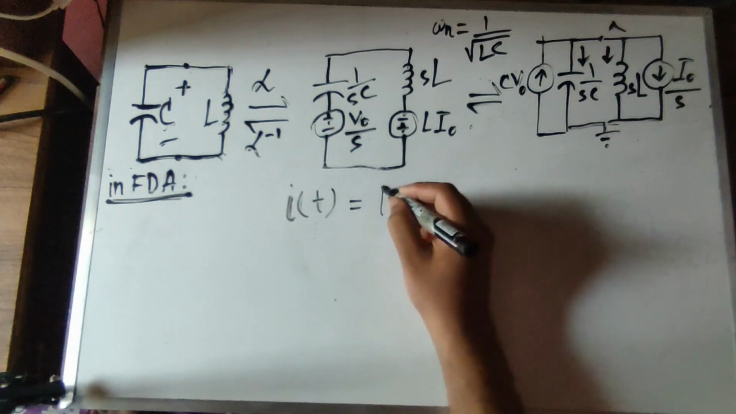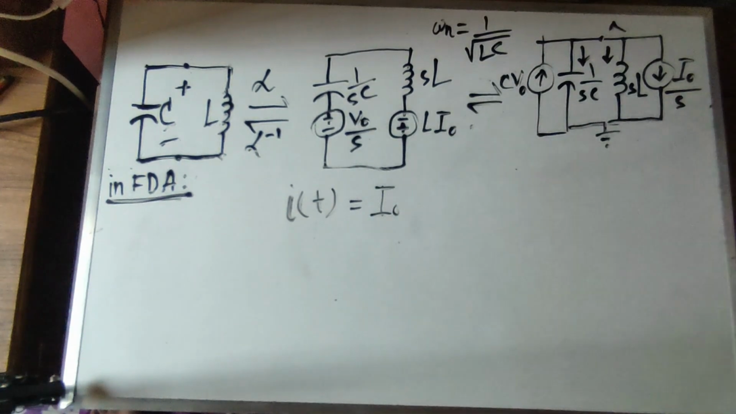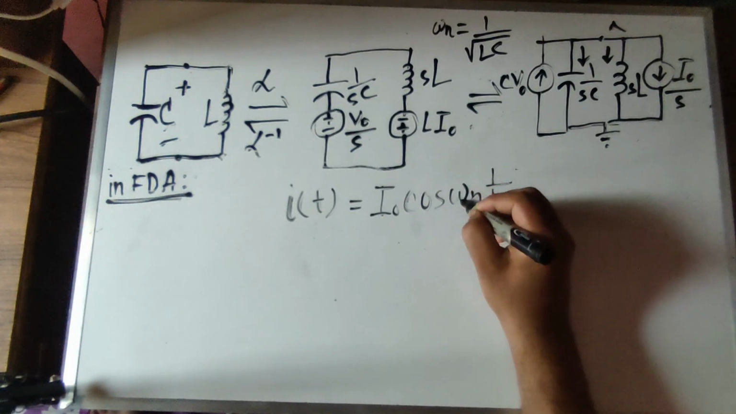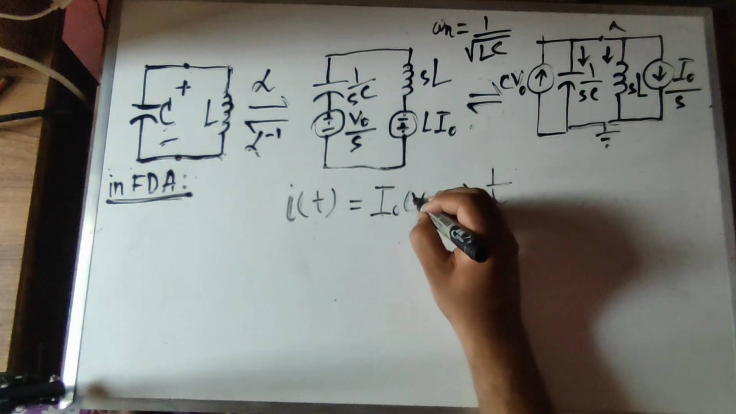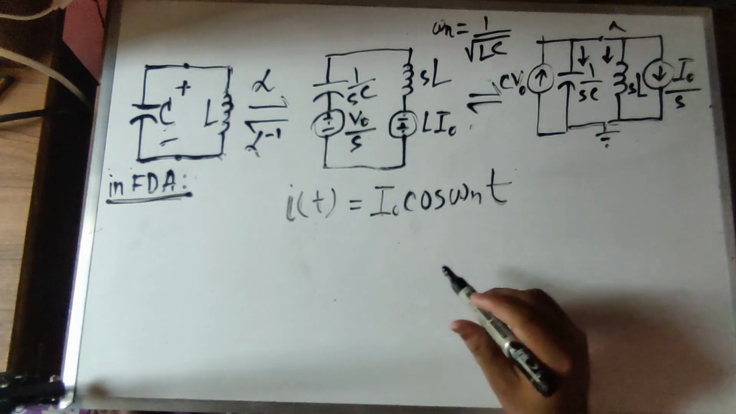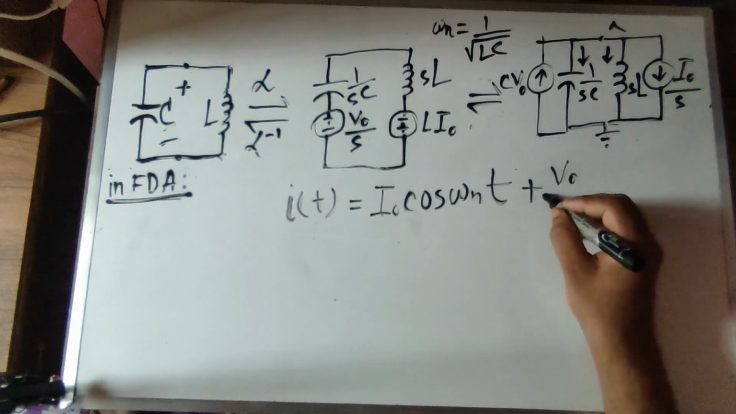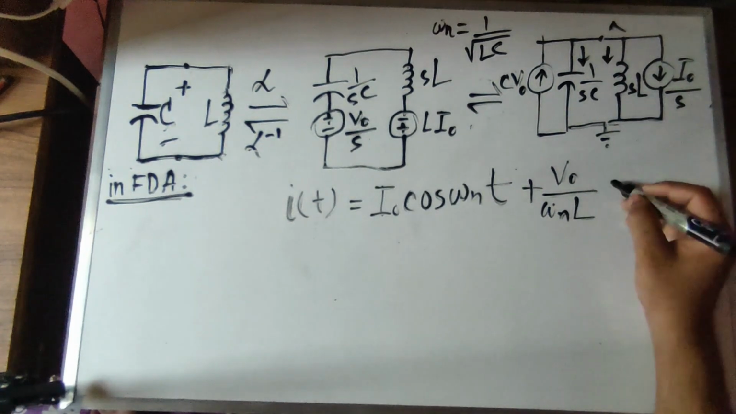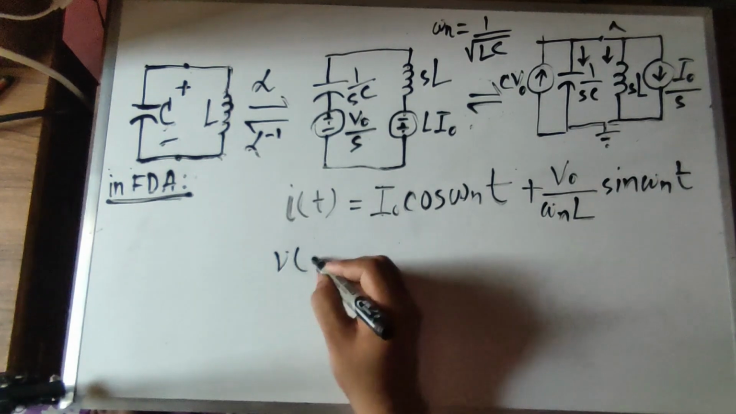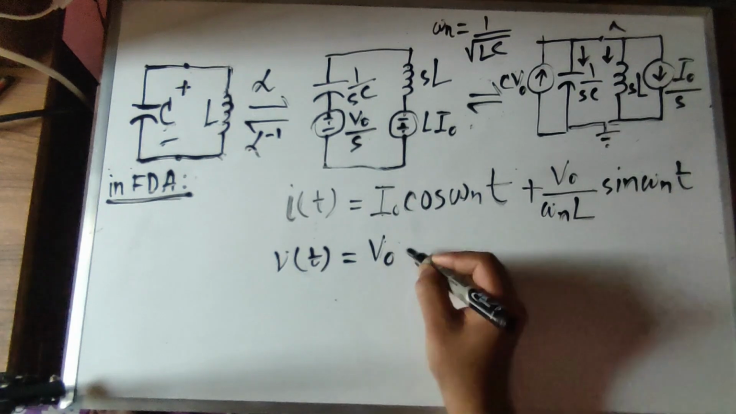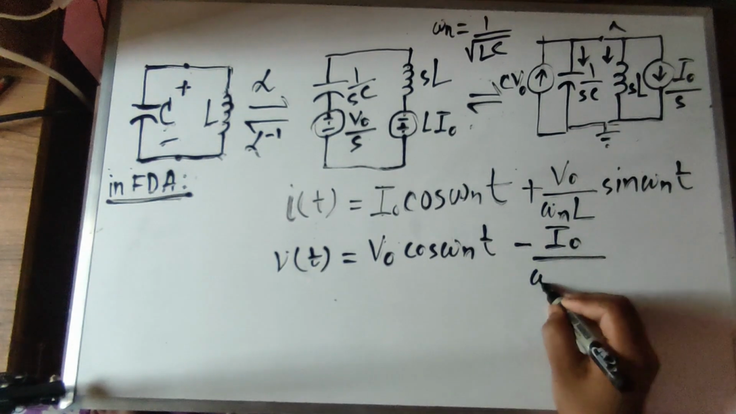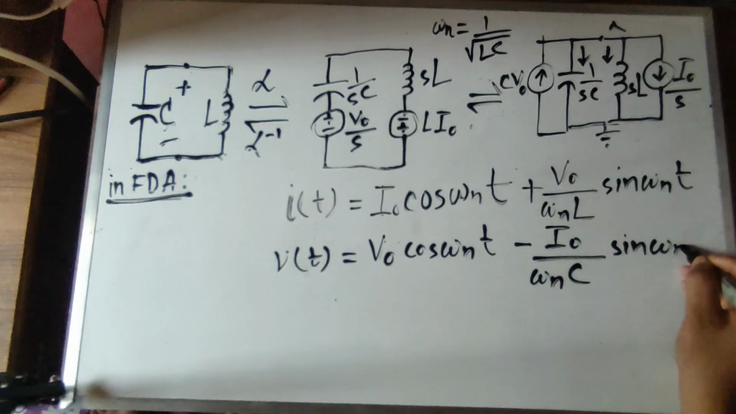i(t) equals I0 cos omega n t plus V0, the initial voltage across the capacitor, by omega n L, sin omega n t, and voltage v(t) equals V0 cos omega n t minus I0 by omega n C sin omega n t.